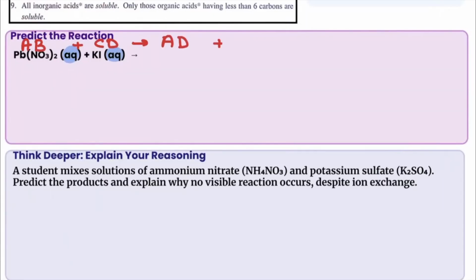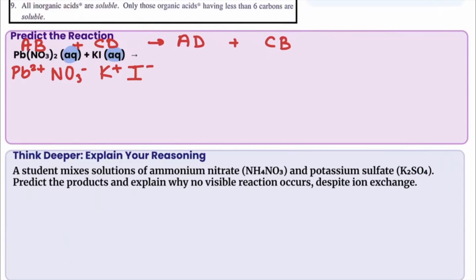Well, here we have our A, that's our Pb2+. Our B is our nitrate ion, our NO3 with a -1 charge. Our C is our potassium, which is K+, and our D is iodide, or I with a -1 charge. So if you notice, I went ahead and uncrossed all the charges in order to identify my A, my B, my C, and my D.